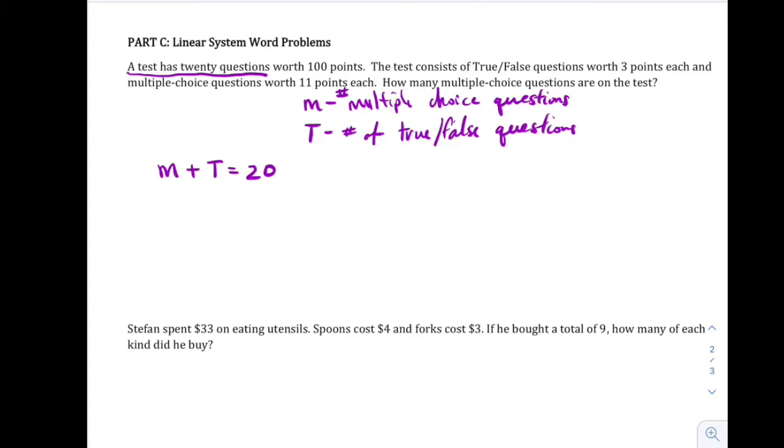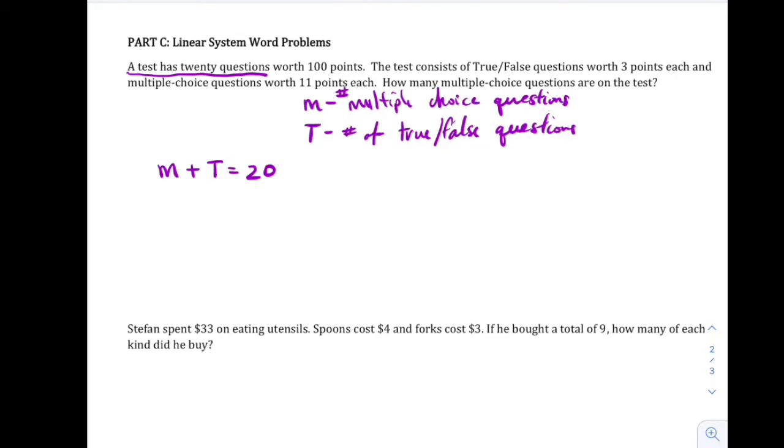Right? That's just magnitude of questions. There might be one multiple choice and 19 true or false. There might be 2 multiple choice and 18 true or false. We don't know, but I know that there's 20 questions in total. Next, I know there's 100 points.